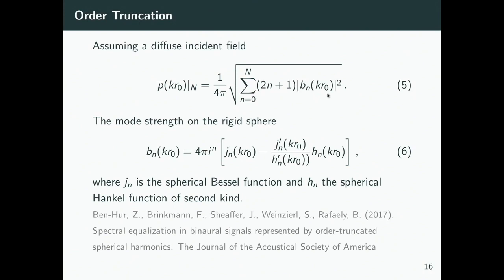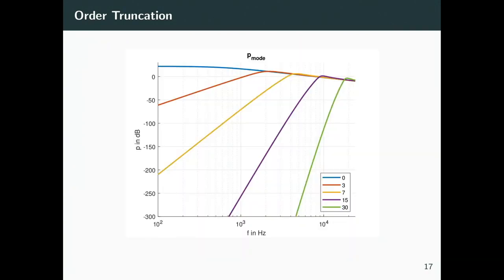So what it is in the end, that is just a weighted sum of the mode strength of the rigid sphere. And this is solved analytically. So we can actually derive the actual analytical solution of the sound field on a sphere, dependent on the order and dependent on the radius of the sphere, which is very nice. So we know what will happen if we introduce a spherical scatterer to a diffuse sound field.